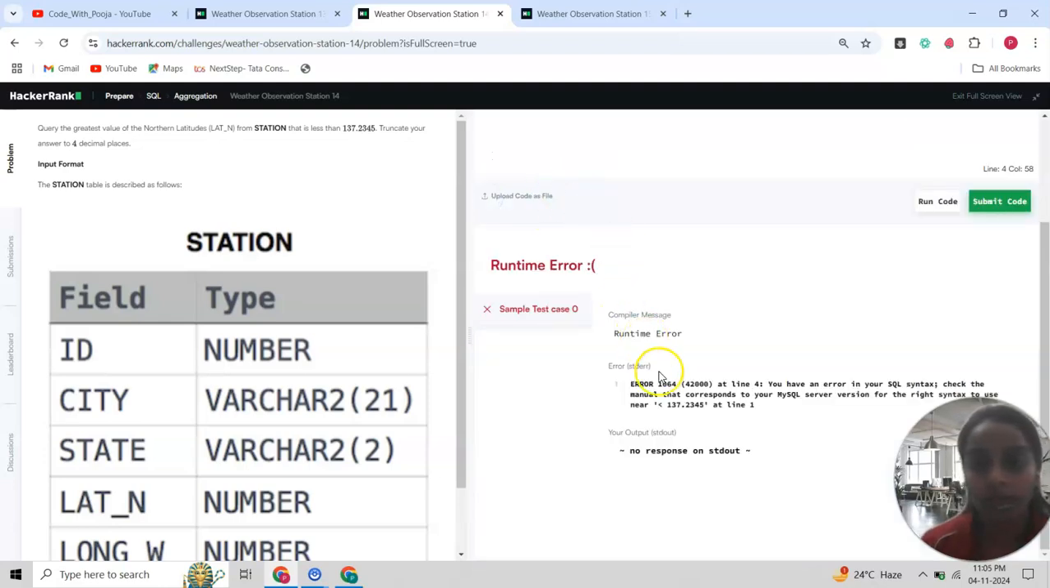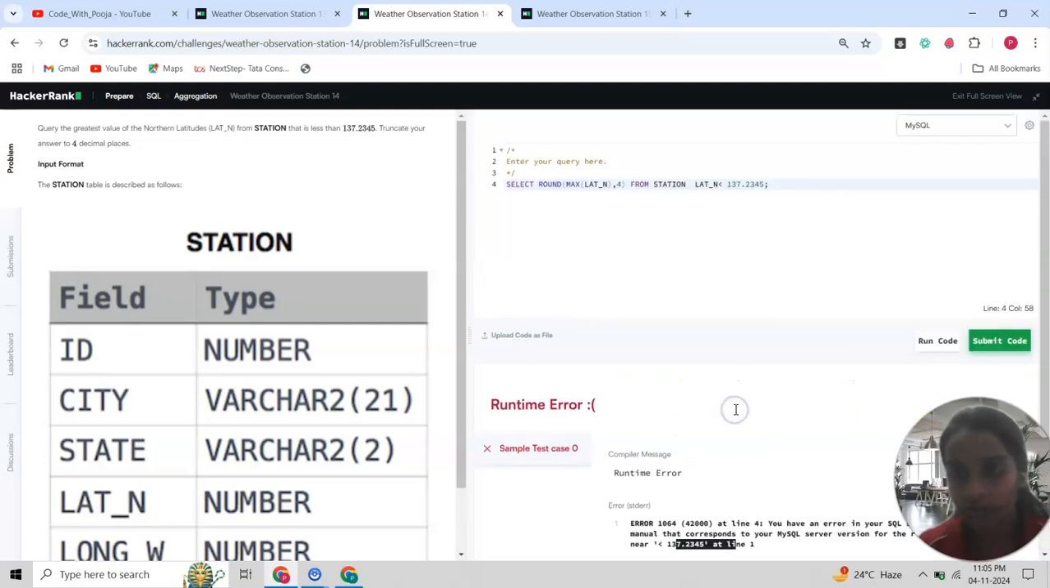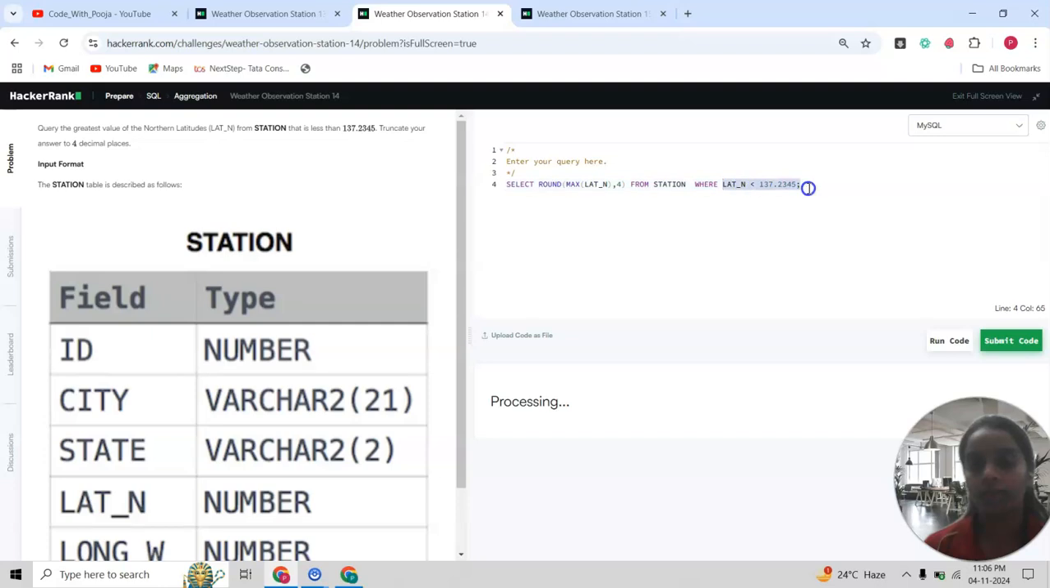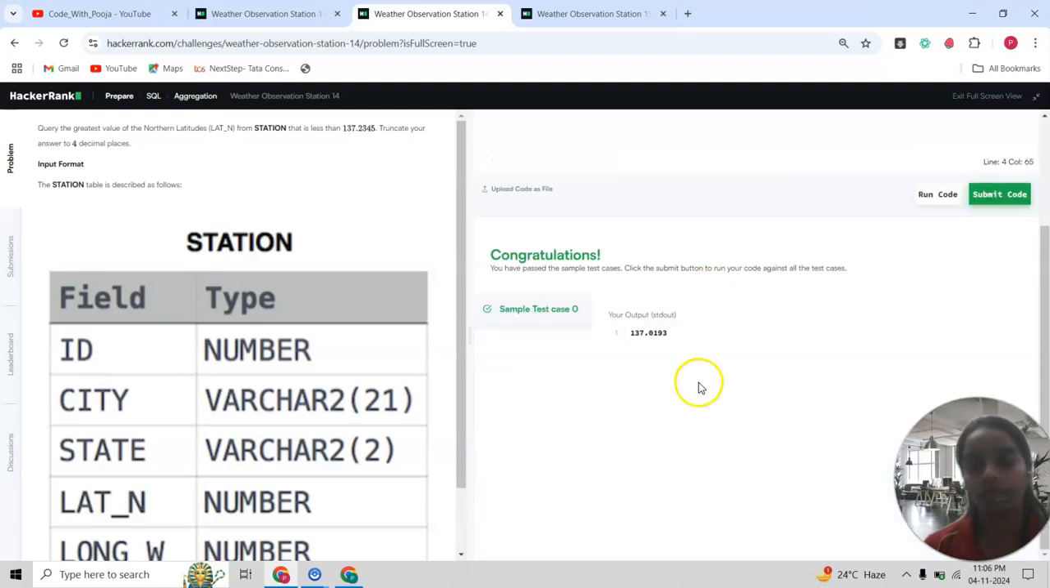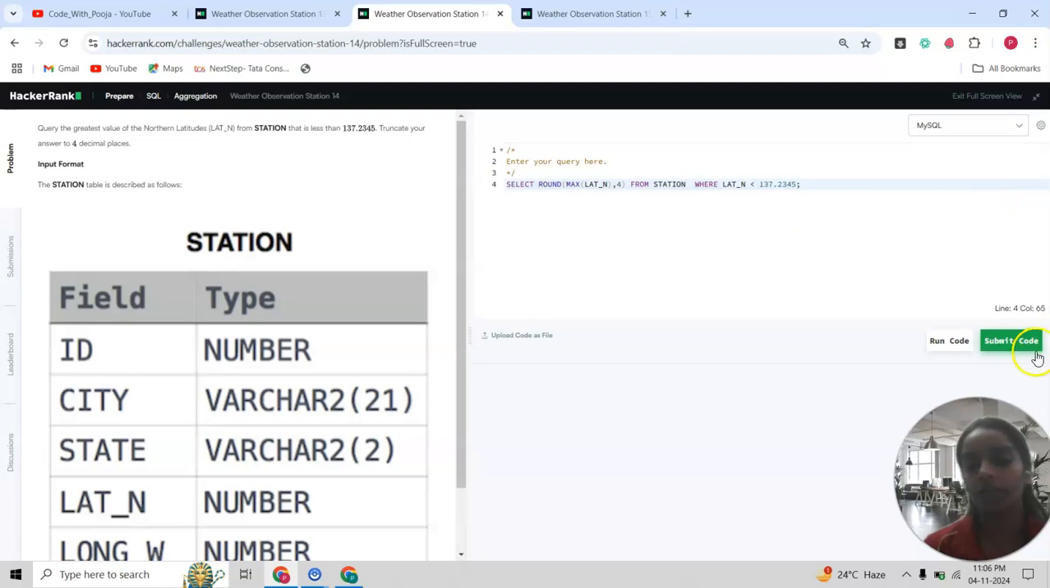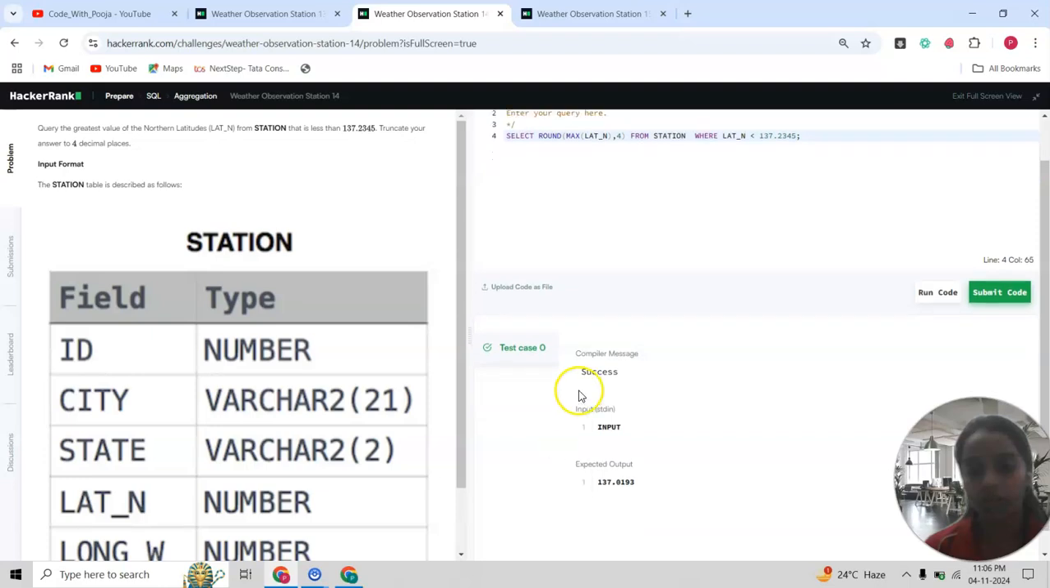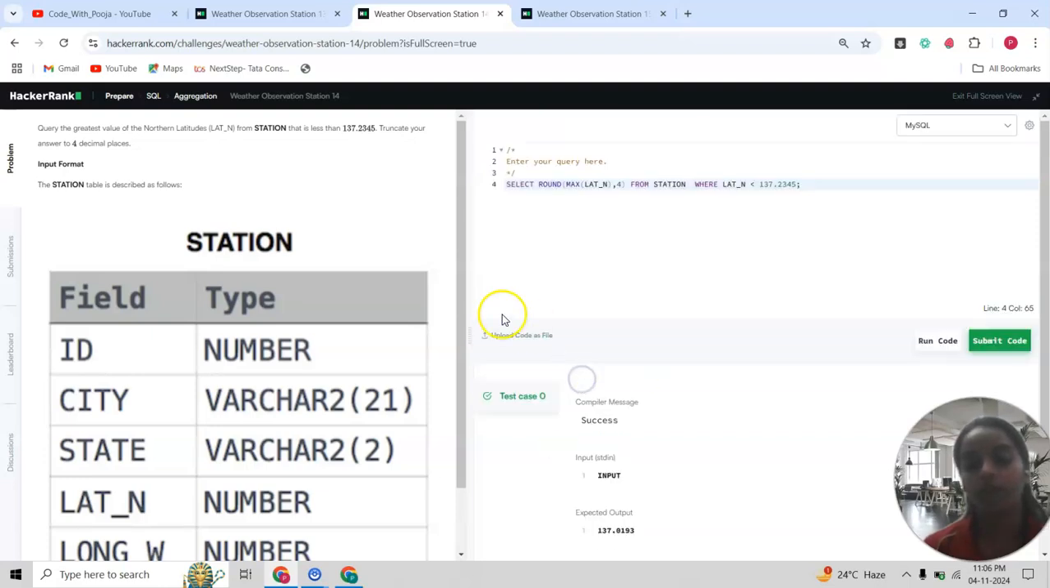Syntax error near this. Excuse me, I am mistaken here. From station where we have to put, where the latitude is less than this. So congratulations, we are getting the right answer, and test case 0 is also passed. Compile message success, and the congratulations banner arrives here.